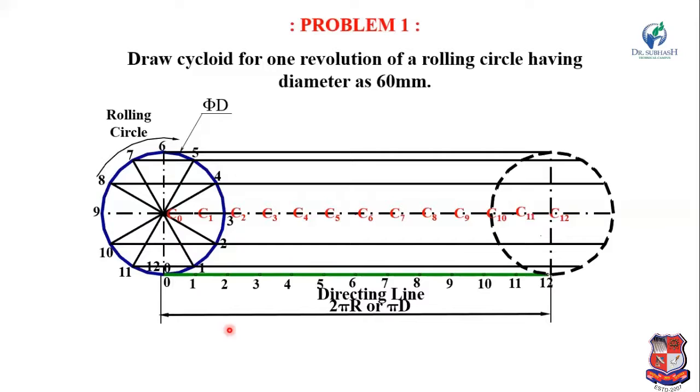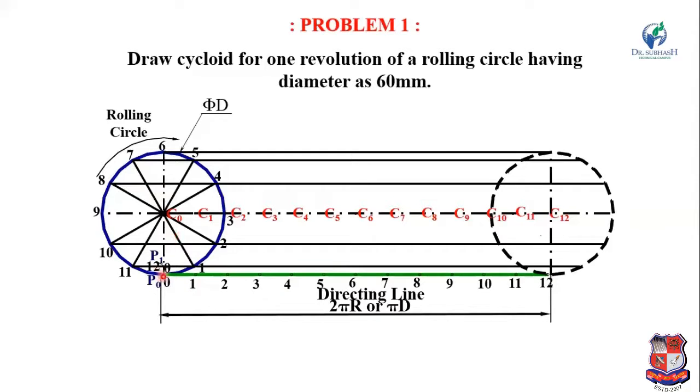Now the main part of this: you have to remember that the radius remains constant, equal to the radius of the rolling circle. So here the radius is small r, equal to 30 mm. First of all, this P0 is our initial point. The point P is here. Now, with C1 as a center and radius equal to the radius of the rolling circle, draw one arc.